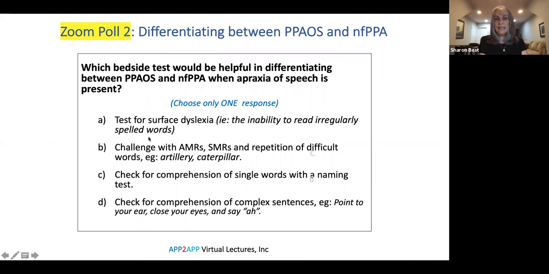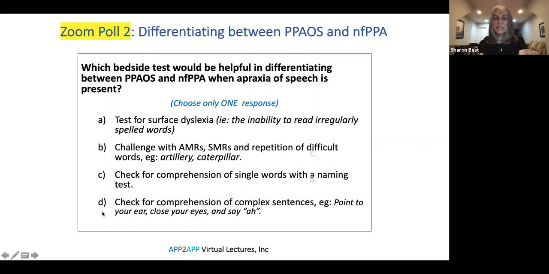So we could A, test for surface dyslexia, the inability to read irregularly spelled words. B, we can challenge with AMRs, SMRs, and repetition of difficult words. C, we can check for comprehension of single words with a naming test, or D, we can check for comprehension of complex sentences.